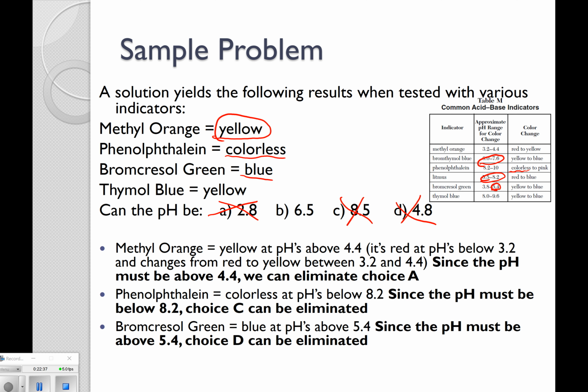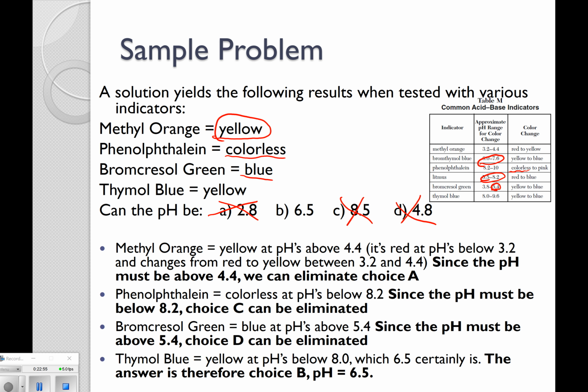So you can start to see how we can use different indicators with different ranges to start to narrow down our pH. Because if we just use methyl orange, all that we would know is that the pH is above 4.4. It could be 12, it could be 9, it could be 4.5. We don't know. It's all the same color. So this helps us to eliminate some of the other ones. Thymol blue is yellow at pHs less than 8. 6.5 is less than 8, so therefore the solution would have to have a pH of 6.5.